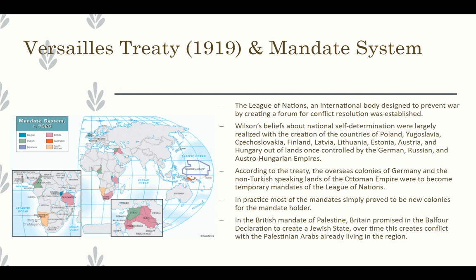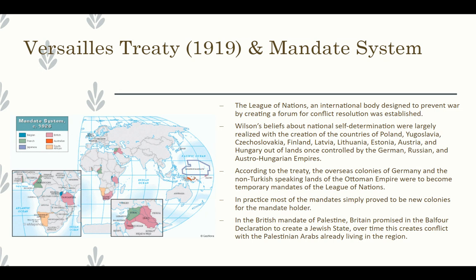These provisions, designed to punish Germany, humiliated the German people, and laid the foundation for the rise of Hitler in the 1930s. Further, they aggravated the U.S. Senate, which refused to ratify the Treaty of Versailles. Without this ratification, the U.S. never joined the League of Nations.